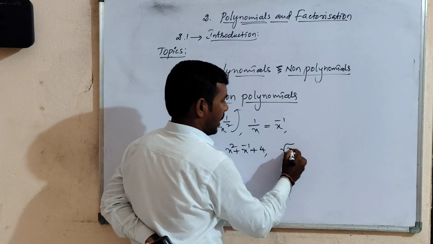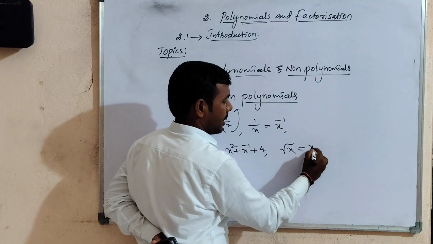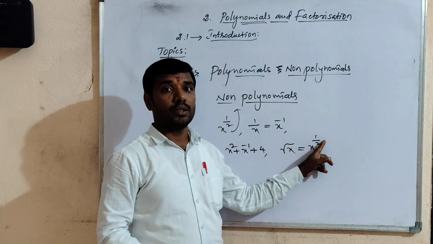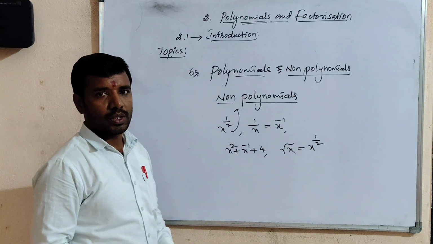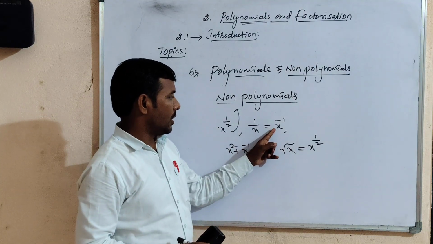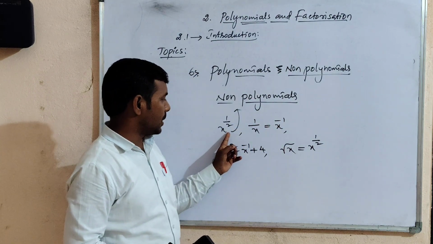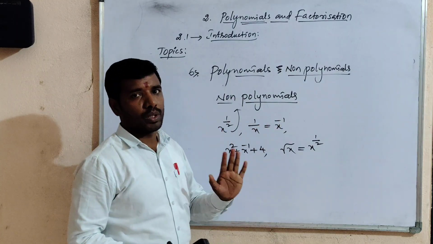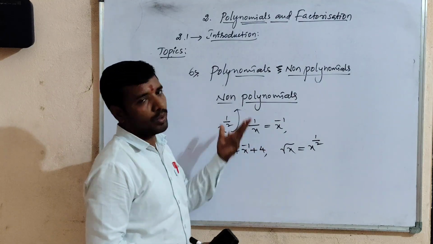I want to give one more example: square root of x. Is it a polynomial? No. Why? Because this can be written as x to the power of 1 by 2. What is the exponent? It is not a whole number. So that reason, these are non-polynomials. So square root of x is not a polynomial. x to the power of minus 1 is not a polynomial. The only reason is the power should be whole numbers, but it is not there to make a polynomial. That's why these are non-polynomial.